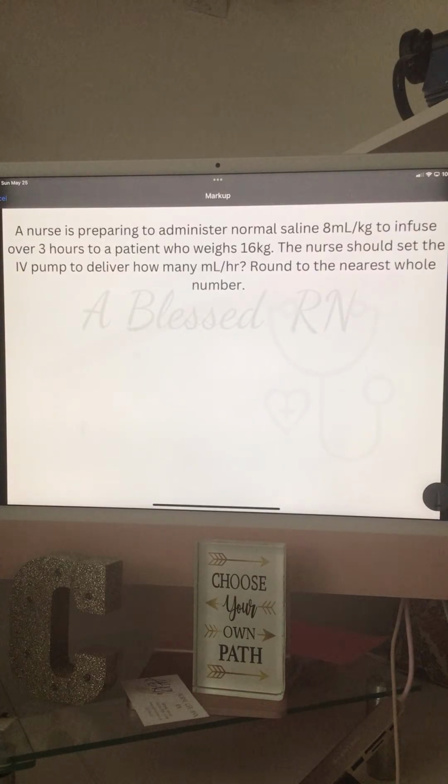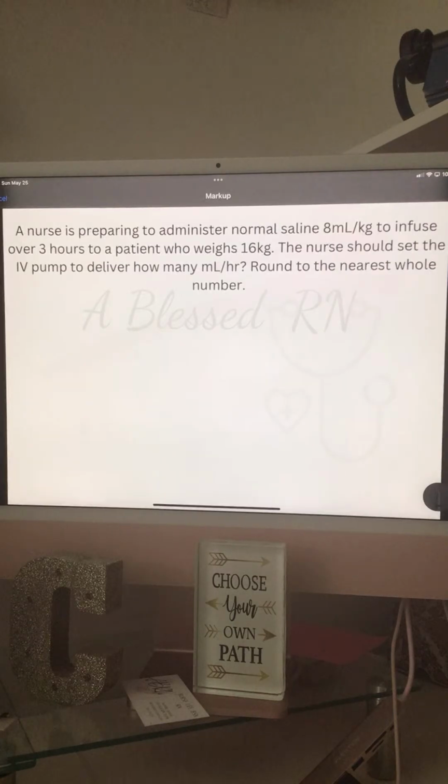Hey, Queen Bay official, how are you? So a nurse is to administer normal saline 8 milliliters per kilogram to, whoa. What did I do? Wait a minute. My bad. Here we go. I'm sorry, y'all.